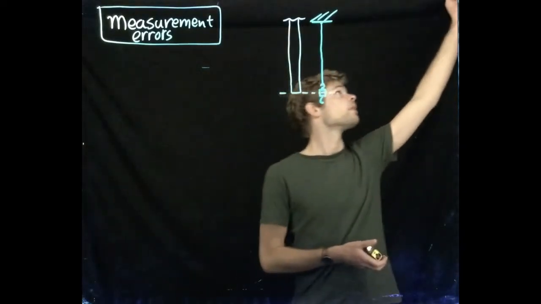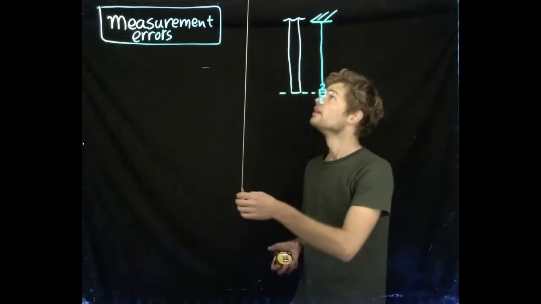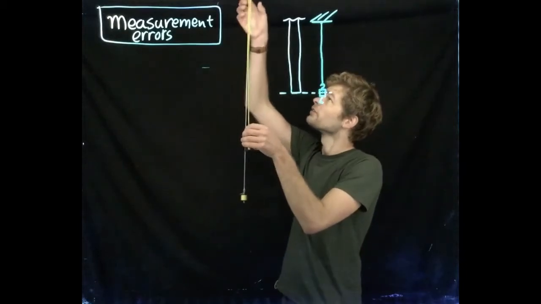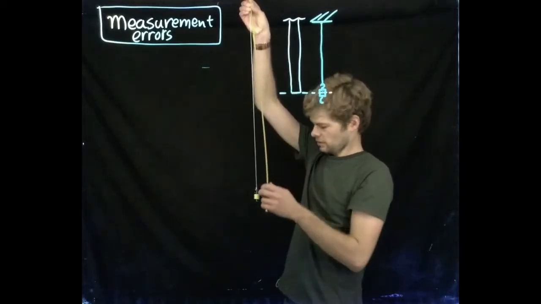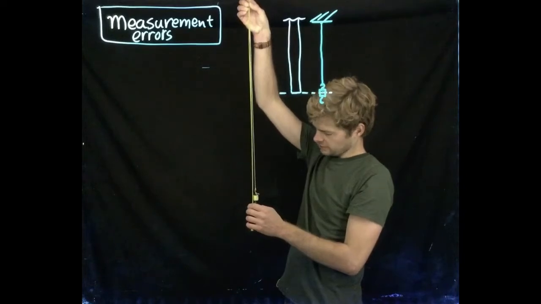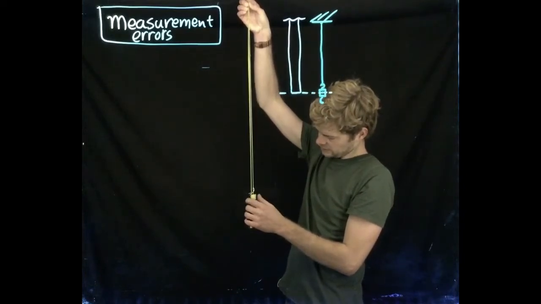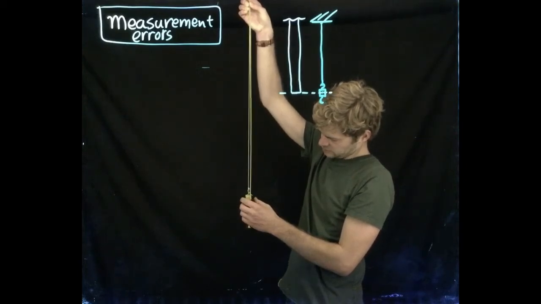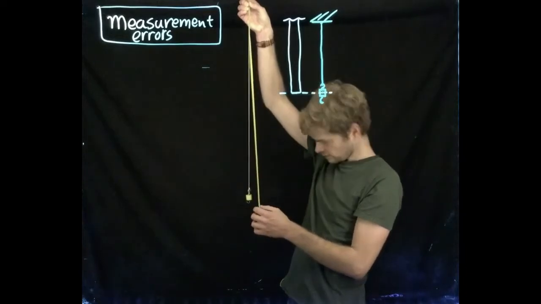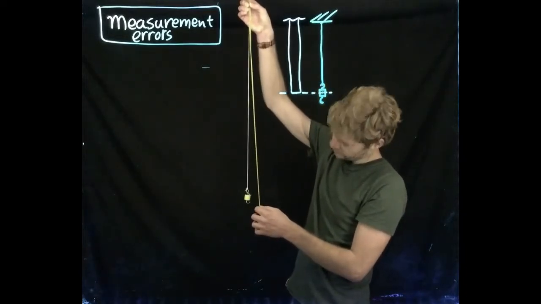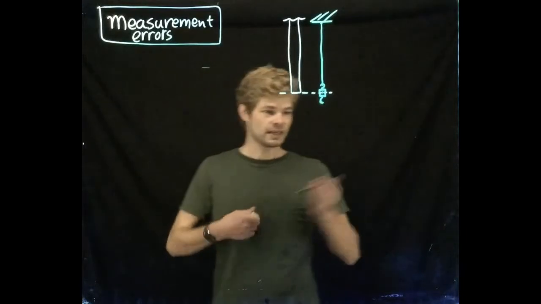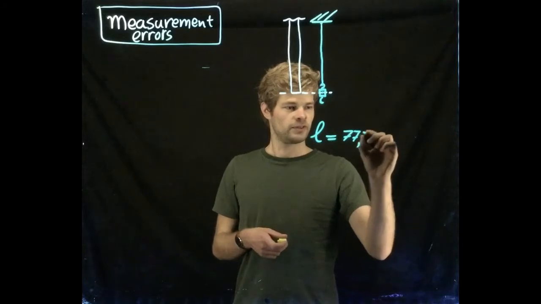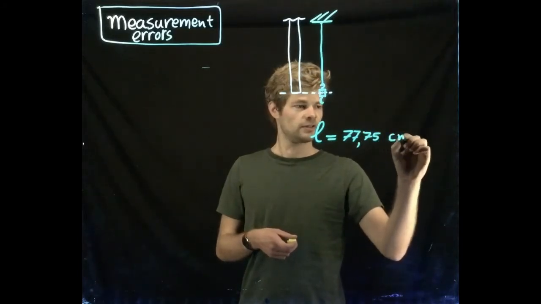So over here I've got my mass, and here I've got my tape measure. Since the ceiling is magnetic, I can simply stick my tape measure to the ceiling, and the length I'm measuring is 77.75. So let's write it down. The length is 77.75 centimeters.